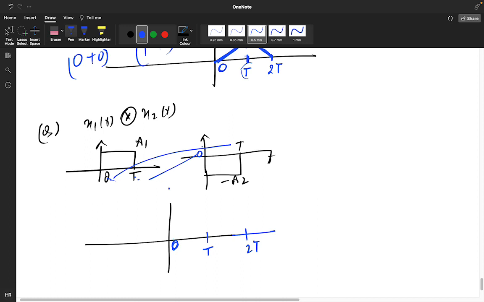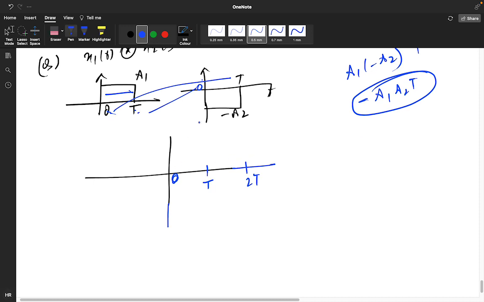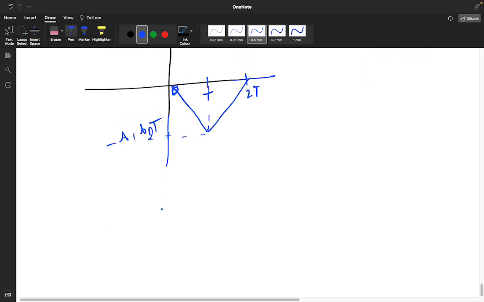So what is the meaning? See what magnitude you will get: a1 into minus a2 into t. So a1 a2 into t means negative magnitude you are getting. So it cannot be upside, it will come downside, and the magnitude will be minus a1 a2 t. Very simple, it's not very difficult. Priyanka, understood? Yes, sir. Now note down.